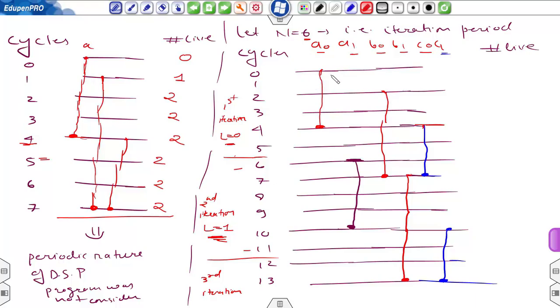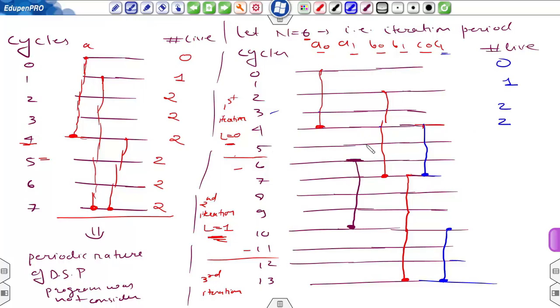At this point, the live variable count is 0. At this point, it is 1. A0 is live, B0 is just produced, so we consider A0. At the third cycle, A0 and B0 are live, so 2 variables. At the fourth cycle, A0 and B0 are live, 2 live variables. C0 is just produced, so we will not consider C0.